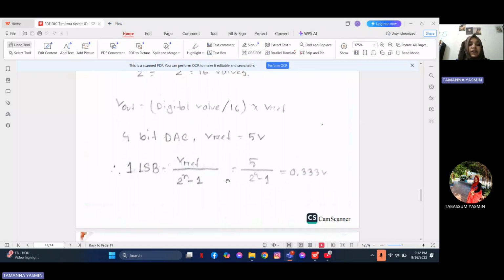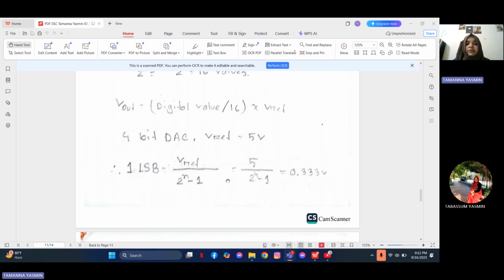And for question 5, the question asks us to show how the DAC converts the digital passenger count into an analog voltage. We have a 4-bit DAC with a 5-volt reference. This means it can represent 16 different values from 0 to 15.